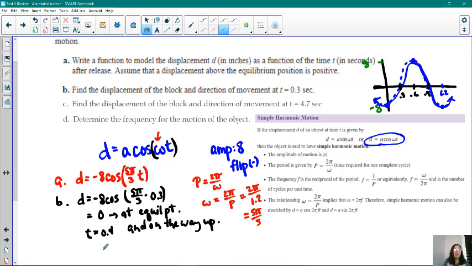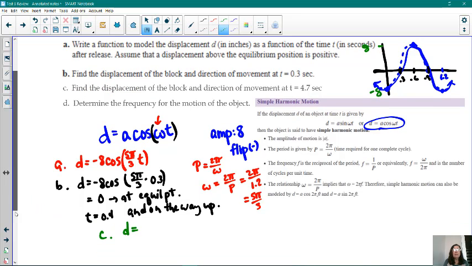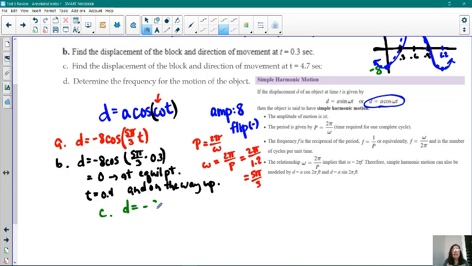The next thing that we are asked to do is find the displacement of the block and the direction of movement at t equals 4.7 seconds. So we will plug in 4.7 to our model, -8 times the cosine of 5 pi over 3 times 4.7, and we get -7.1. So that tells us the block is 7.1 inches below equilibrium.